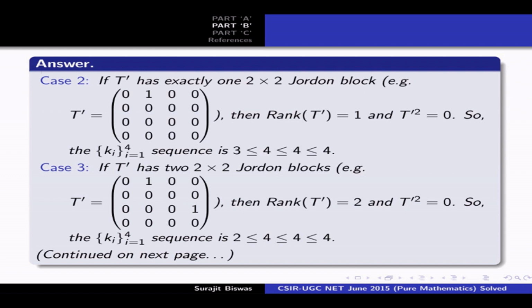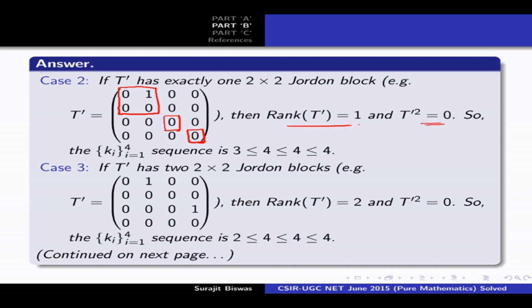Case 2, if T dash has exactly one 2 by 2 Jordan block, then in particular, for example, such T dash would be like this. From here we can see that if T dash is of this form, then the other Jordan blocks are single like this. So hence the rank of T dash is 1, and T dash square we can compute to be 0.